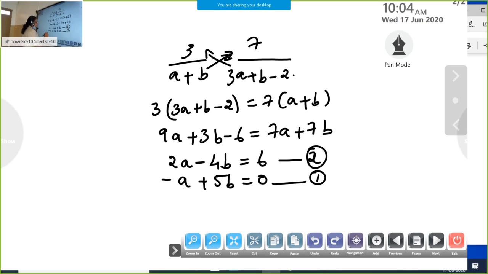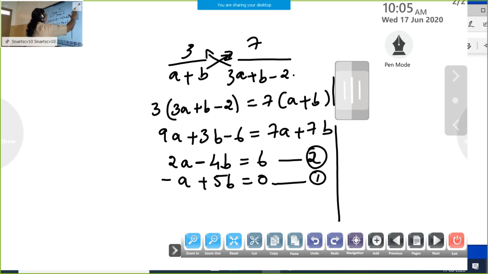From 1, which method do you need? Cross multiplication or any other method? Substitution? Okay, we can use this cross multiplication method.